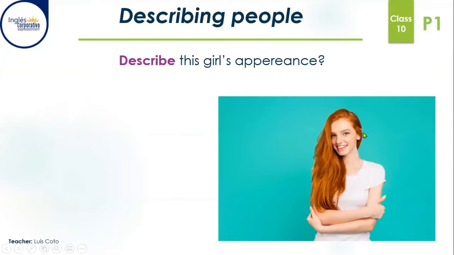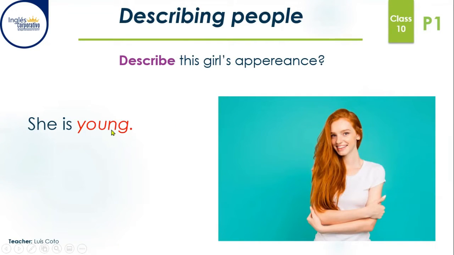No problem. Okay, check. Describe this girl's appearance. How can you describe her appearance? ¿Cómo describiría la apariencia de esta chica? Beautiful. Happy. Okay, perfect. Happy. Nice. Pretty. Okay, perfect. You are using adjectives already. Relaxed. That's another adjective. Okay, pretty good. In other words, you are using adjectives.